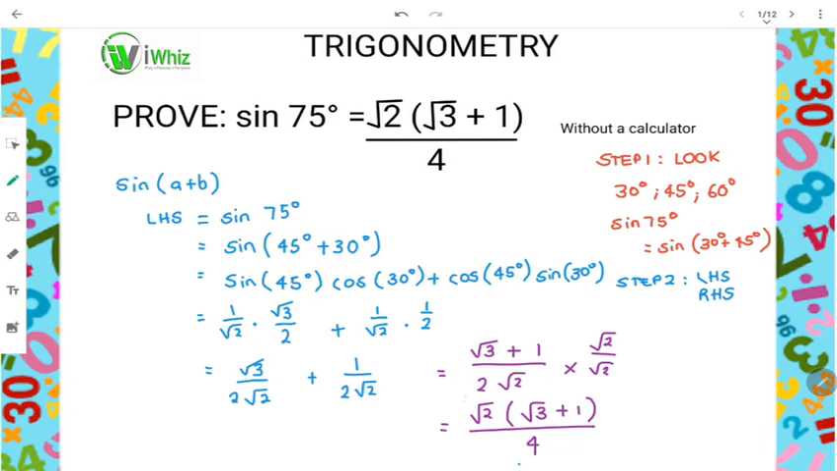What have I done? If I look at the answer that I am left with, it is equal to the answer that I'm asked to prove. So I can then say that the left-hand side is equal to the right-hand side. So what I've effectively done is I have taken my proof of 75 degrees, split it up into the special angles. Once I've split it up into the special angles, I've used my compound angle identity for sine A plus B, and then I've done my calculation so that the left-hand side equals the right-hand side.